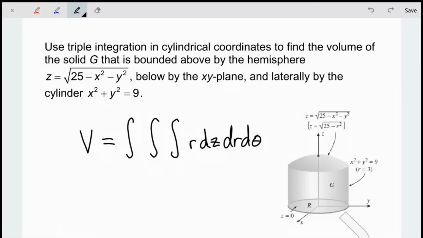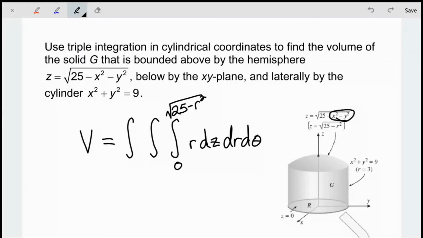Now, I want to think about, I'm integrating with respect to z first. What are those z limits of integration? Well, we already mentioned the lower bound is 0. The upper bound would be the square root of 25 minus r squared. Now, notice that this conversion's already been done for you. We have to remember the conversions that we talked about when we did polar coordinates and when we did cylindrical coordinates earlier in the year.